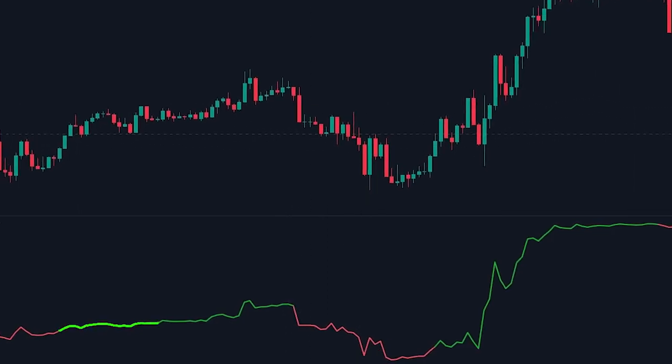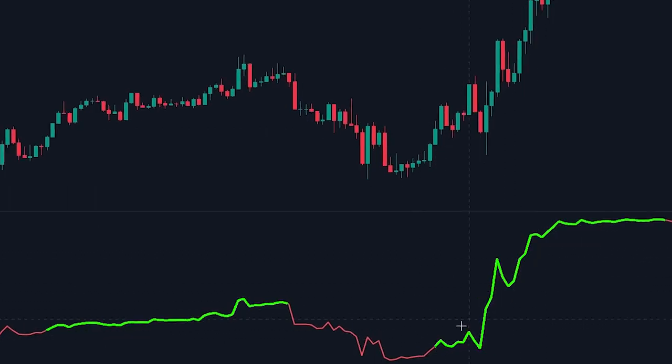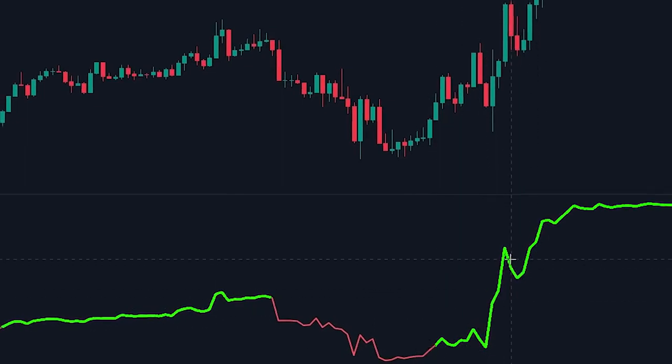If the PVT line is green and moving in the upward direction, it indicates that there is buying pressure in the market, meaning that there is a higher chance for a bullish move to occur because of the number of buy orders increasing and moving to a higher price.